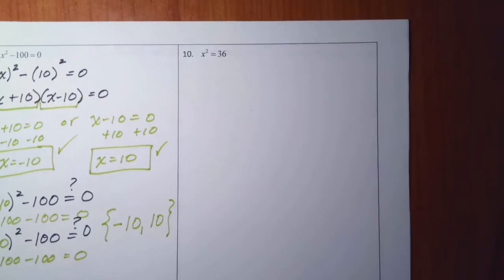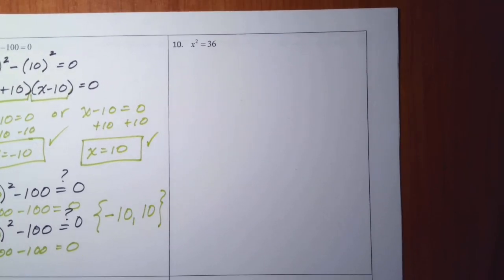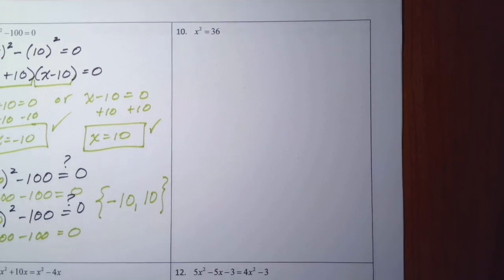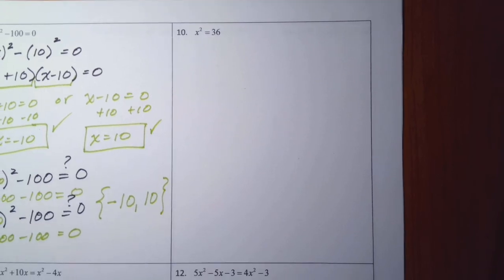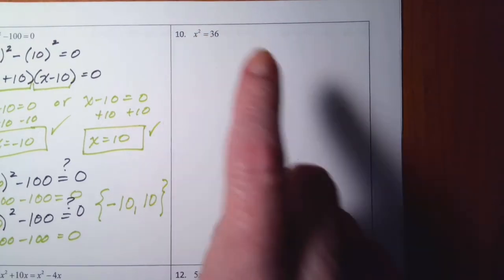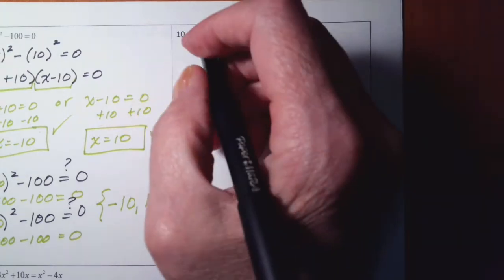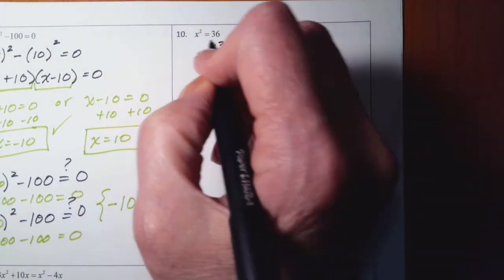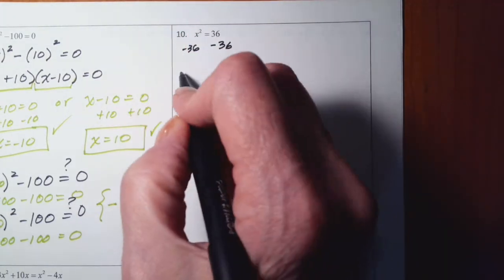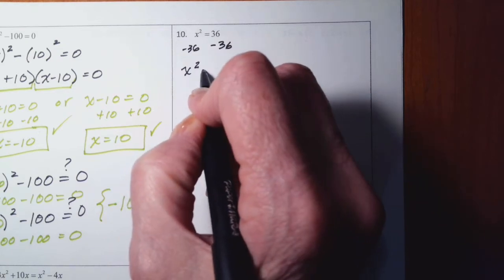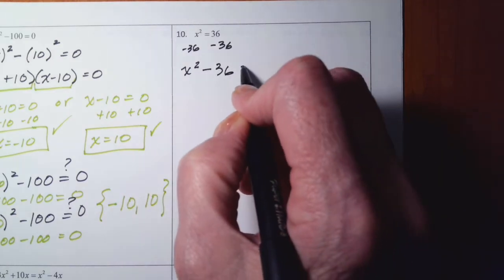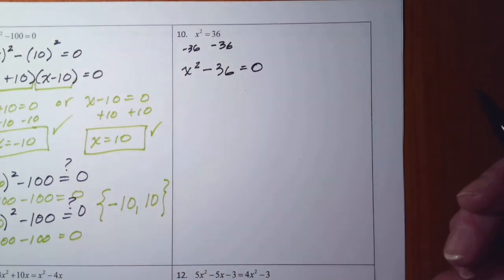Okay, so that's as far as we got in class. So these last ones, again, I'm going to go through them fairly quickly so you can stop and pause and make note of any questions that you have. All right, this is not equal to 0. So the first thing that I have to do is move the 36 over here. I do that by adding its opposite. So this becomes x squared minus 36 is equal to 0.